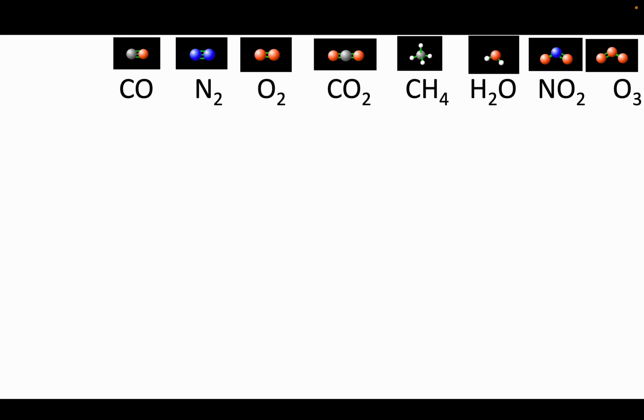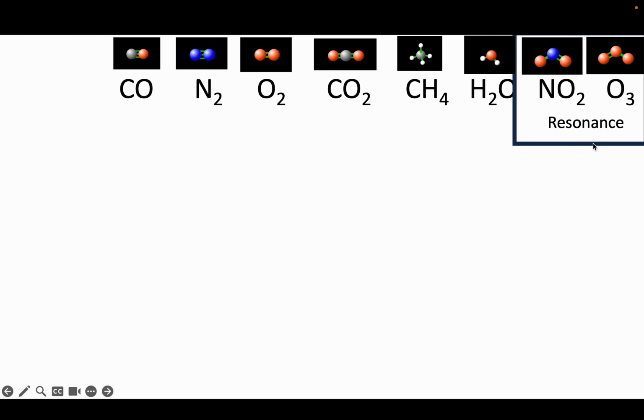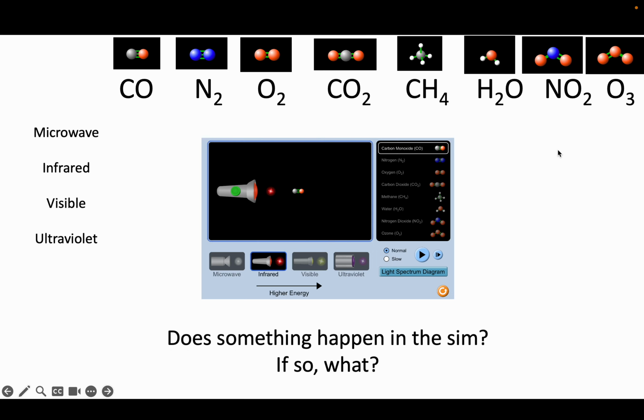Here would be a representation for the other ones if we're looking at nitrogen, oxygen, carbon dioxide, methane, water, nitrogen dioxide, and ozone. Resonance would be applicable for nitrogen dioxide and ozone. Instead of having a single and a double bond, I think I have an averaging of those.